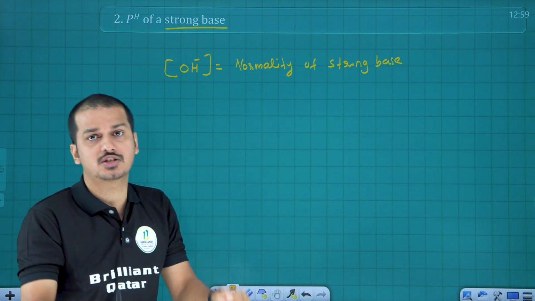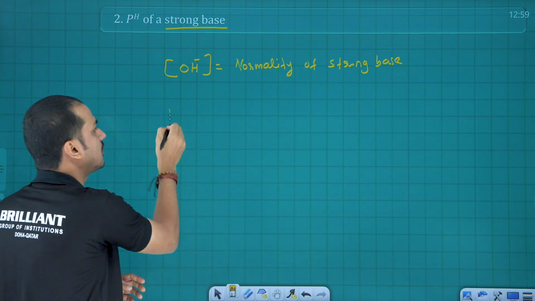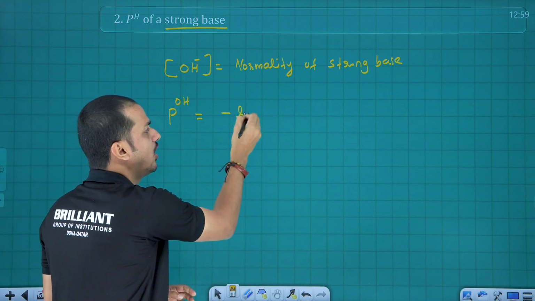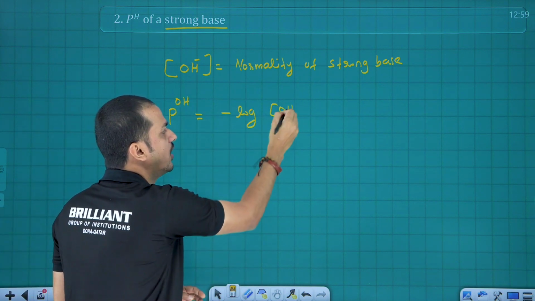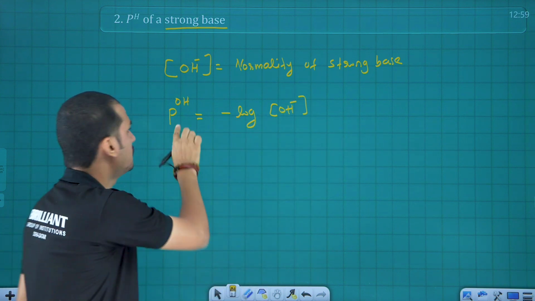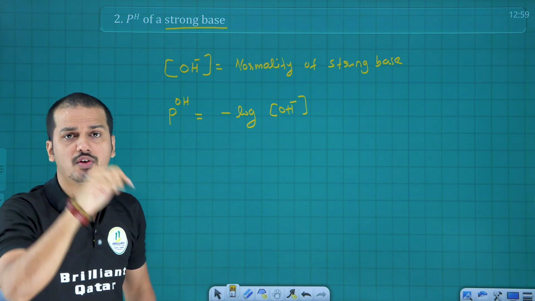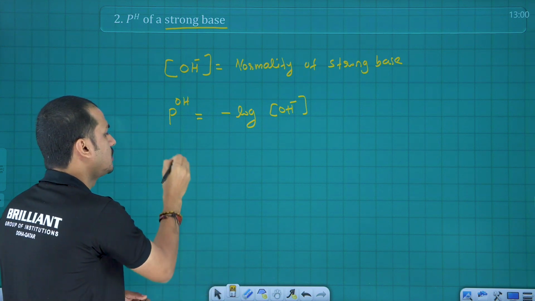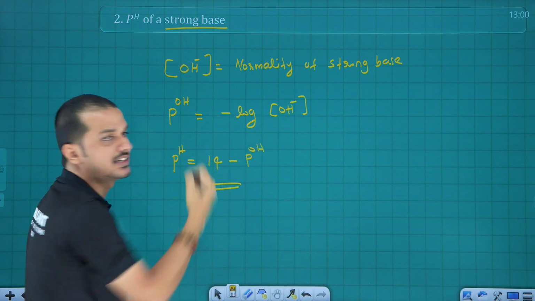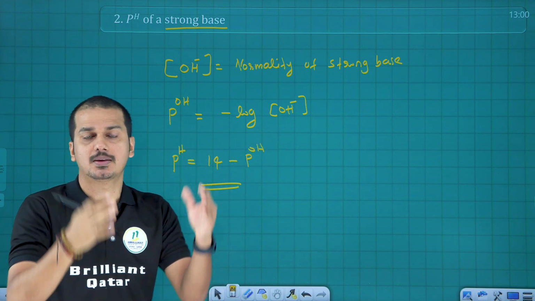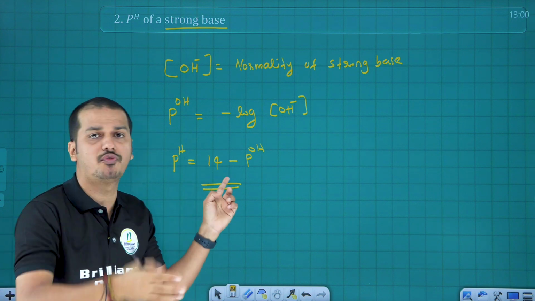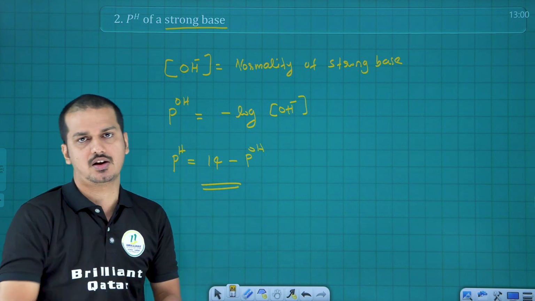If we know the concentration of OH minus, then we know how to calculate pOH. What is pOH? Minus log concentration of OH minus. That is pOH. Ready? Then if you know pOH, how do we calculate pH? pH equal to 14 minus pOH at 298 Kelvin. If pOH is some value, say 1, then pH is equal to 14 minus 1, which is 13. Like that we can calculate.